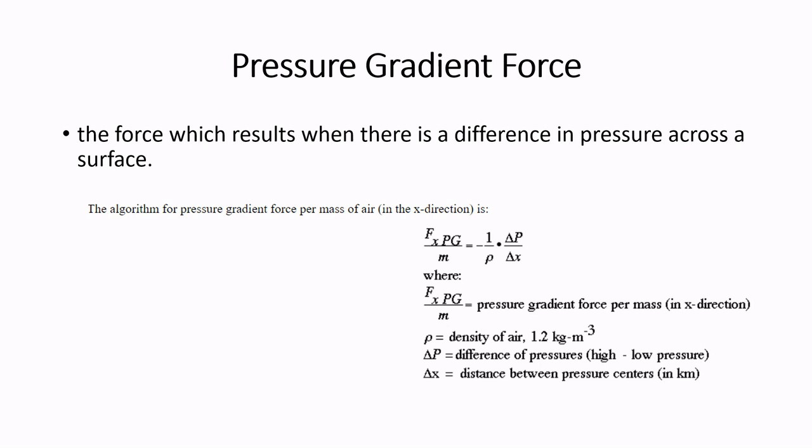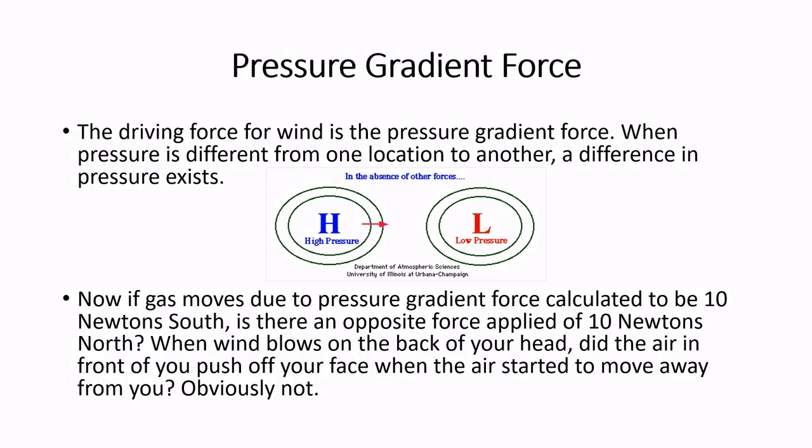Pressure gradient force is the force which results when there is a difference in pressure across an area. The following is the equation to calculate the pressure gradient force based off difference in pressure and density. The driving force for wind is the pressure gradient force. When pressure is different from one location to another, a difference in pressure exists.